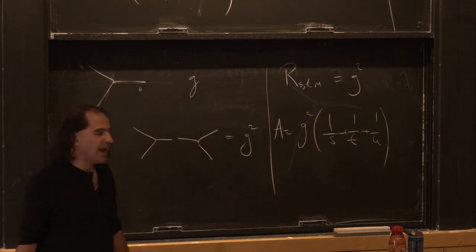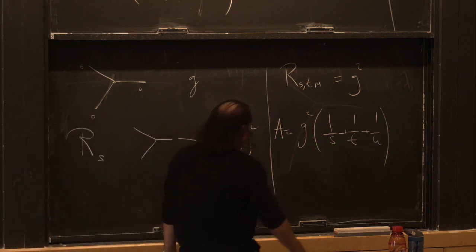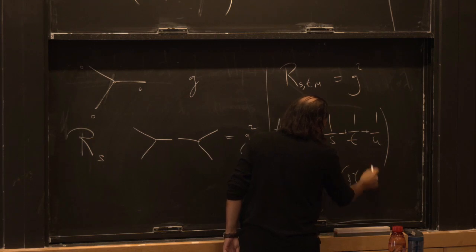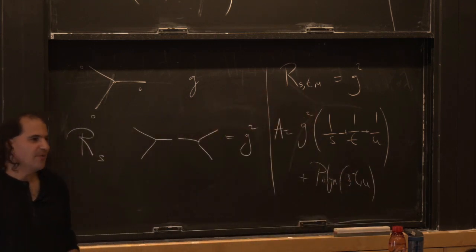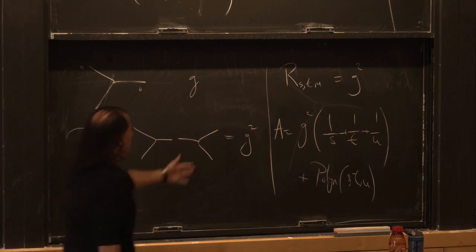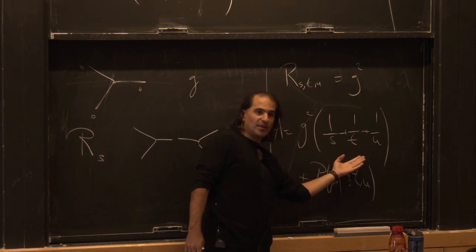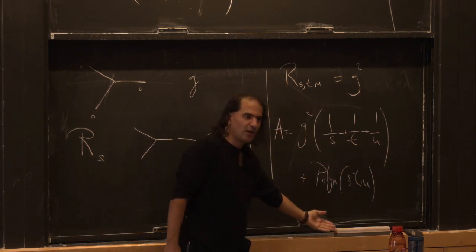Okay, and notice that this argument doesn't tell me this is the whole amplitude. I can add to this any polynomial in S, T, and U. I know nothing about these things. Right, they might be there and so on. All I know is if there is a cubic coupling, this is what the amplitude can look like. It has to have this piece that has these poles, and I can determine the amplitude has got to look like that.